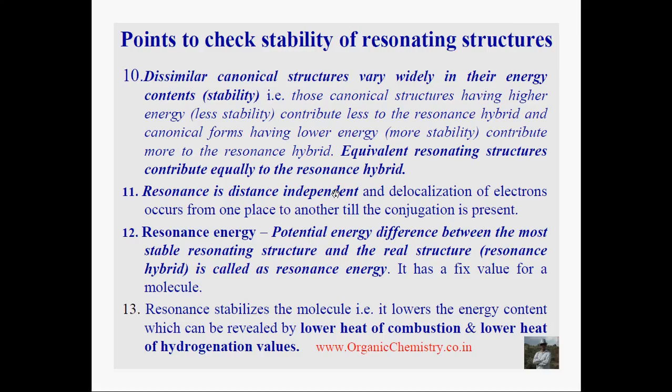Resonance is distance independent. This is the most important point. Resonance is distance independent, and delocalization of electrons occurs from one place to another as long as conjugation is present. Resonance energy is the potential energy difference between the most stable resonating structure and the real structure, that is the resonance hybrid. It has a fixed value for a molecule, for example for benzene it is 36 kJ per mole. Resonance stabilizes the molecule, that is, it lowers the energy content, which can be revealed by low heat of combustion and lower heat of hydrogenation values.